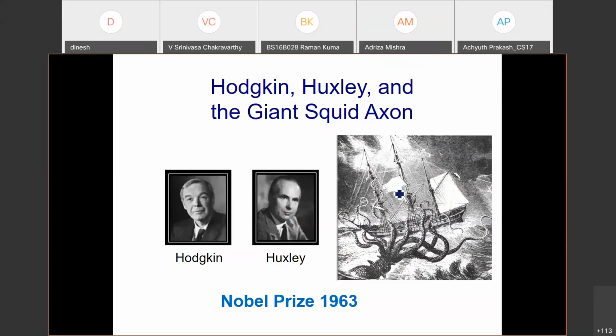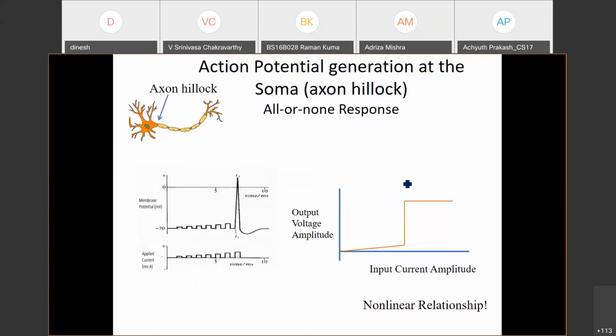So all of what we have just discussed was worked out by Hodgkin and Huxley, British physiologists, and they got a Nobel Prize for this work in 1963. So if you simplify this whole thing, if you don't want to get very deep into what happens inside the channels and what the currents and conductances are and all that stuff, just look at it from a high level, like a bird's eye view, like an engineer.